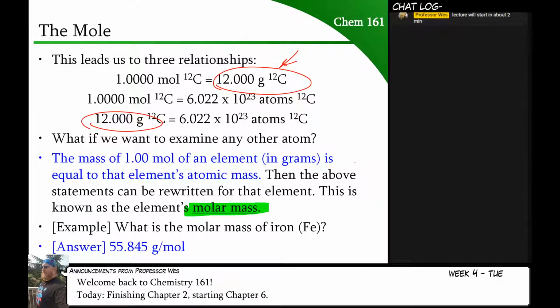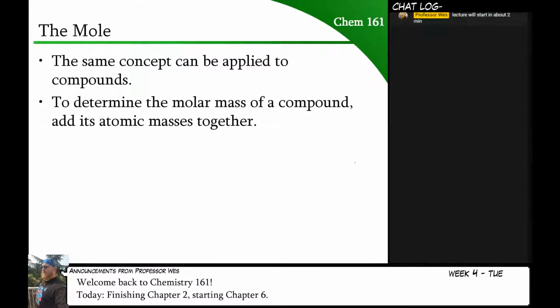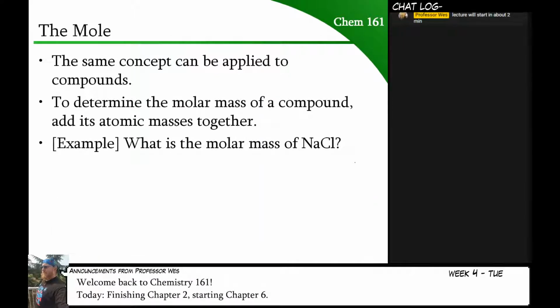Now we're going to be using these relationships to do chemical calculations. And a lot of these calculations are going to just be review, so bear with me because we're going to go through them. If you want to determine the molar mass of a compound, you could just add the molar masses of stuff together on the periodic table.